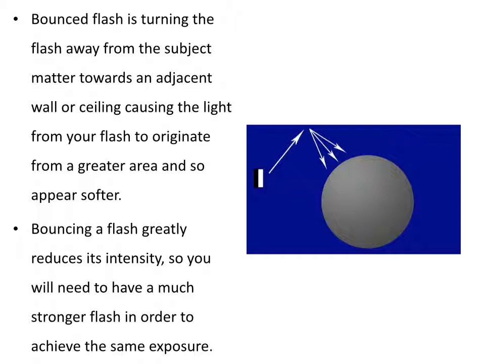The other way of doing that is bouncing a flash. Lots of on-camera flashes will twist around on the top of the camera, so you can turn the flash away from the subject and bounce it off a reflector, off a ceiling, off a wall. So the light from your flash originates from a greater area and so appears softer. You need to remember though, when bouncing a flash, it greatly reduces the intensity. So you'll have to have a stronger flash or a longer exposure to get the same image.